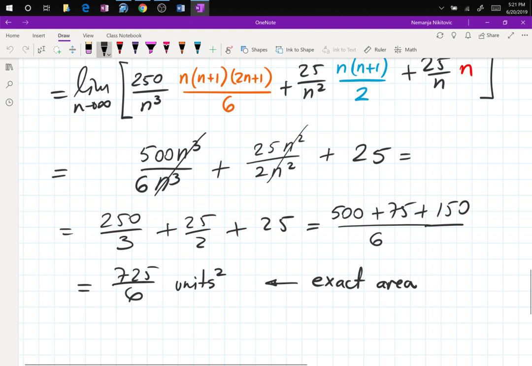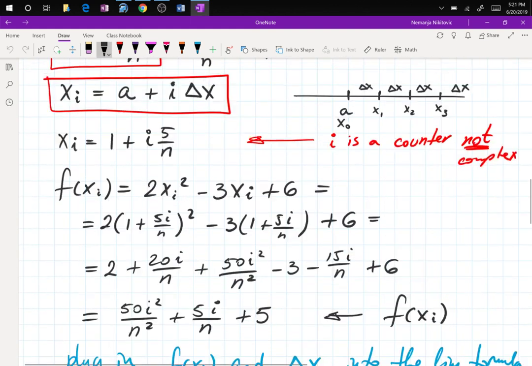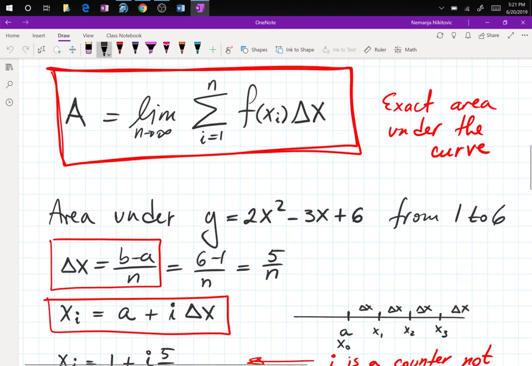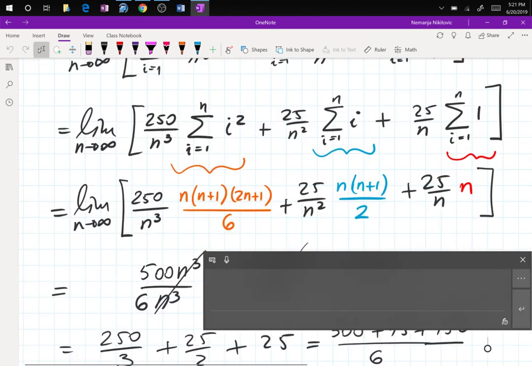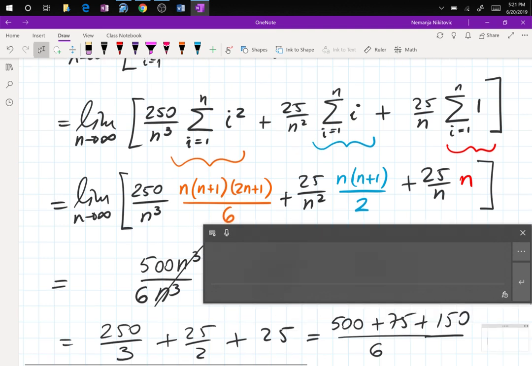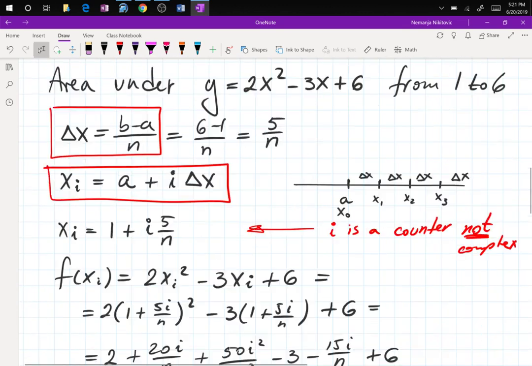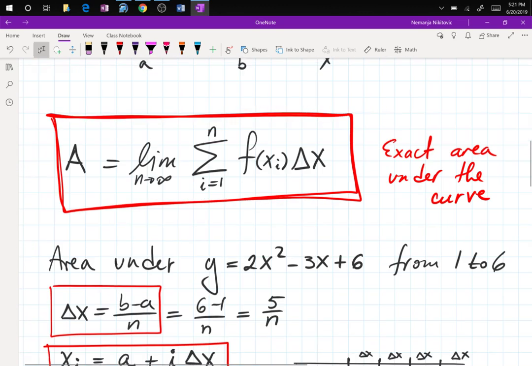A little bit convoluted, but straightforward. Let's go through the whole procedure one more time. You flip your pages back. So we start this calculation by first looking at the formula up there, which we defined earlier. Looking at the formula, there we go. So the formula has delta x, formula has f of x i. We have to get those first.